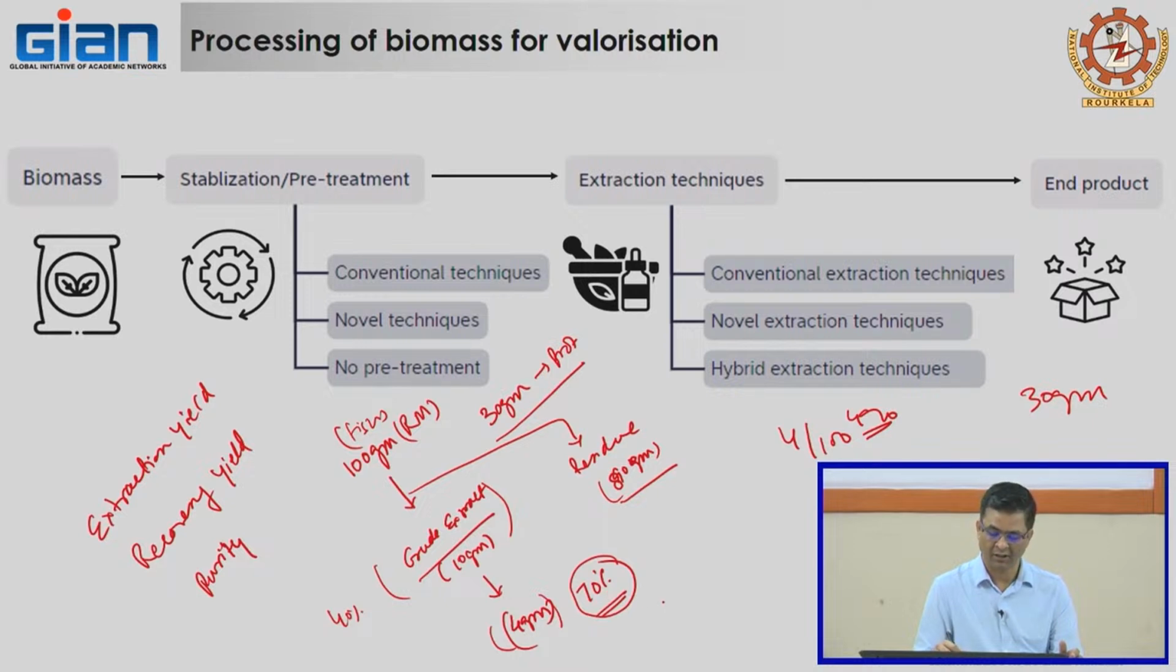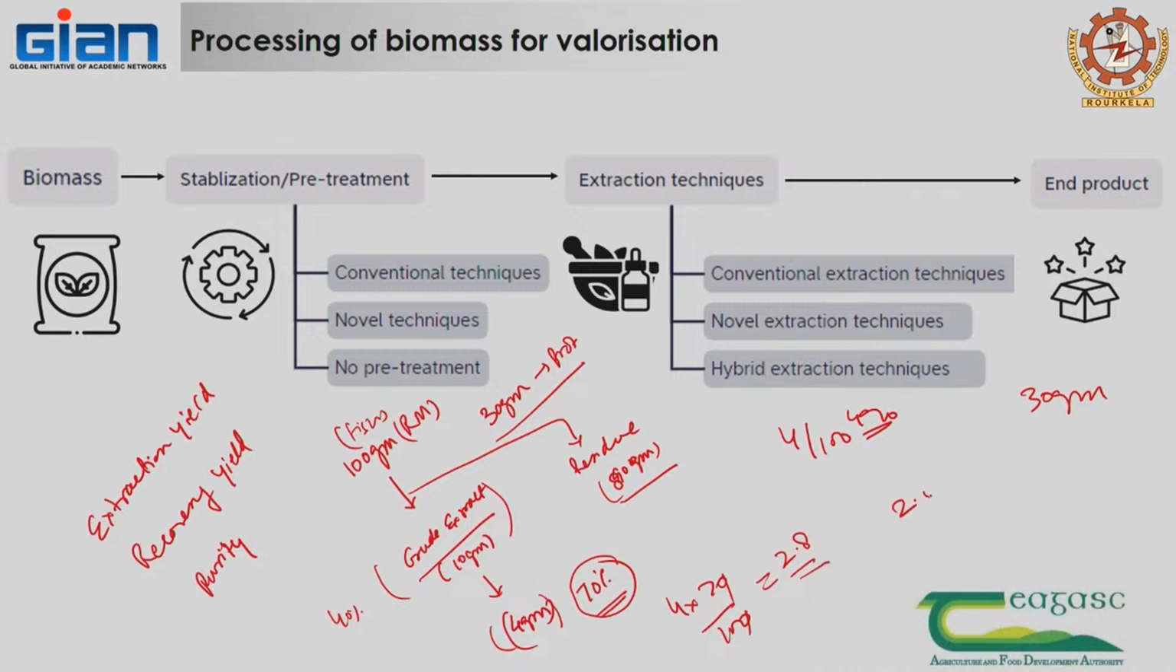70% is the purity. So, 4 into 70 is how much? 2.8 grams. So, you recover 2.8 grams of protein. So, 2.8 grams, and the original was supposed to be 30 because it is 100 grams, so 2.8 upon 30 into 100. So, this is your recovery yield, okay.